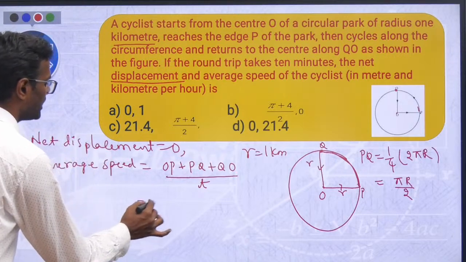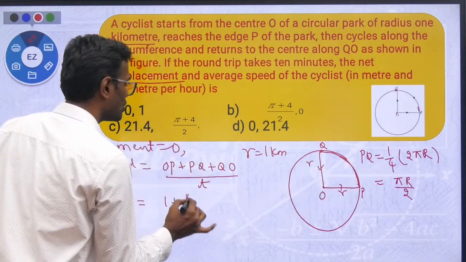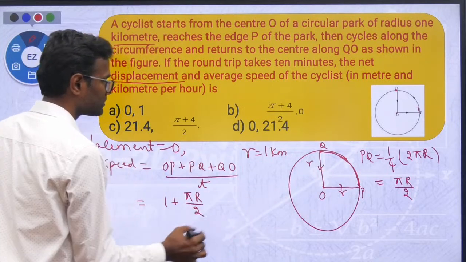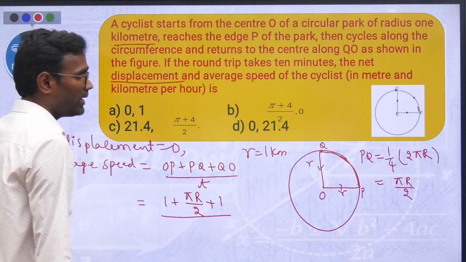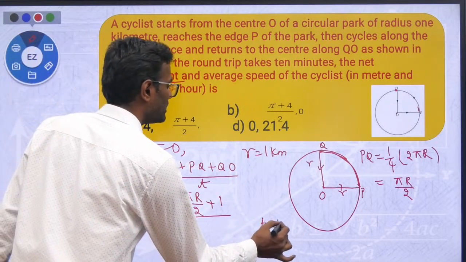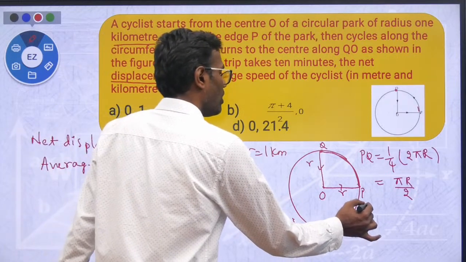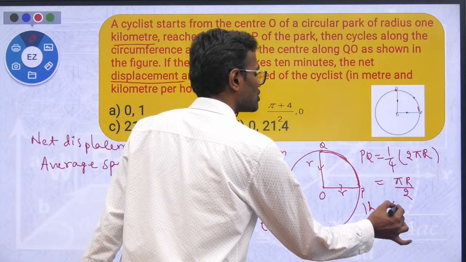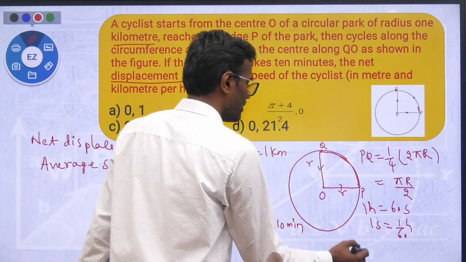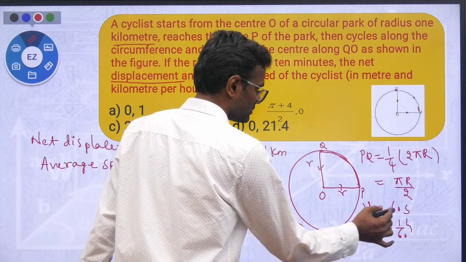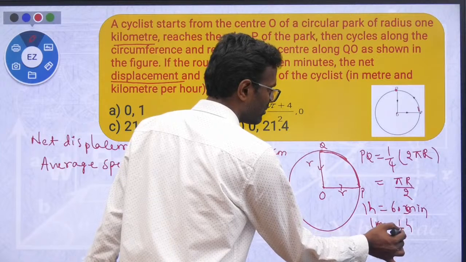So please write down here: OP is 1, PQ is pi r by 2, plus QO, which will be 1, divided by time. What is the time? The time is 10 minutes. As you know, 1 hour is equal to 60 minutes, then 1 minute is equal to 1/60 hours.